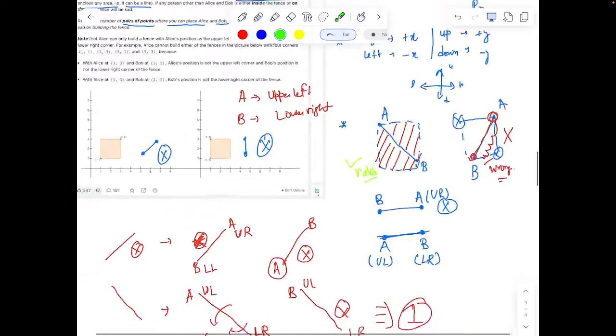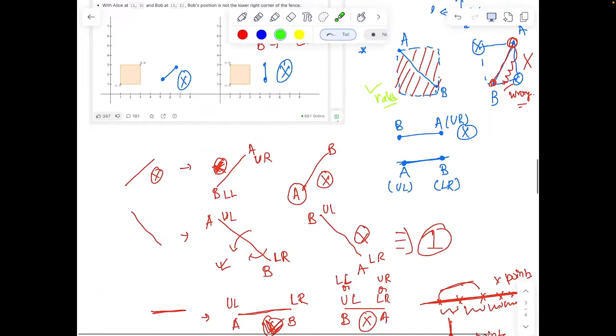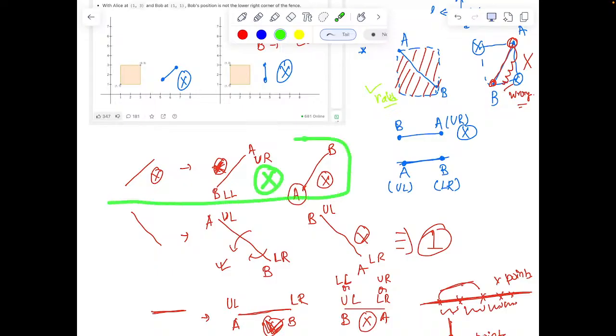So when I examined those cases, I found that this case is entirely invalid, which means that in a rectangle, this diagonal is of no use. Which means that either A or B, the slope, I think I'll come to that later, but that's the case.